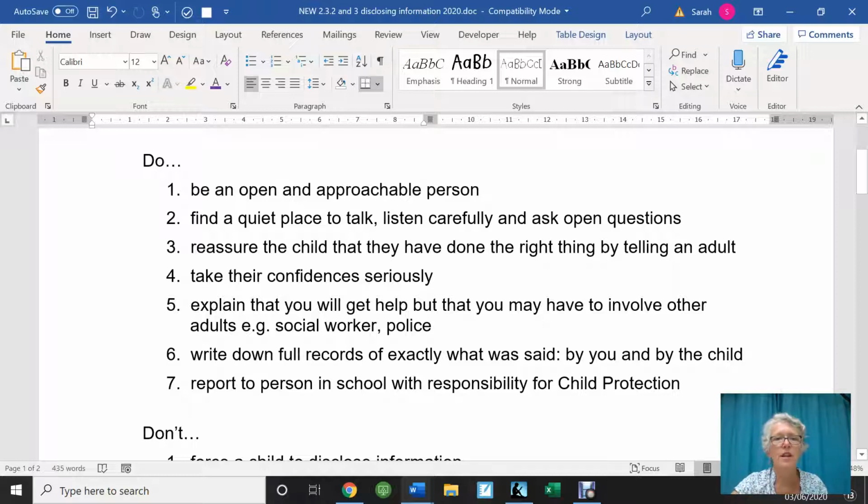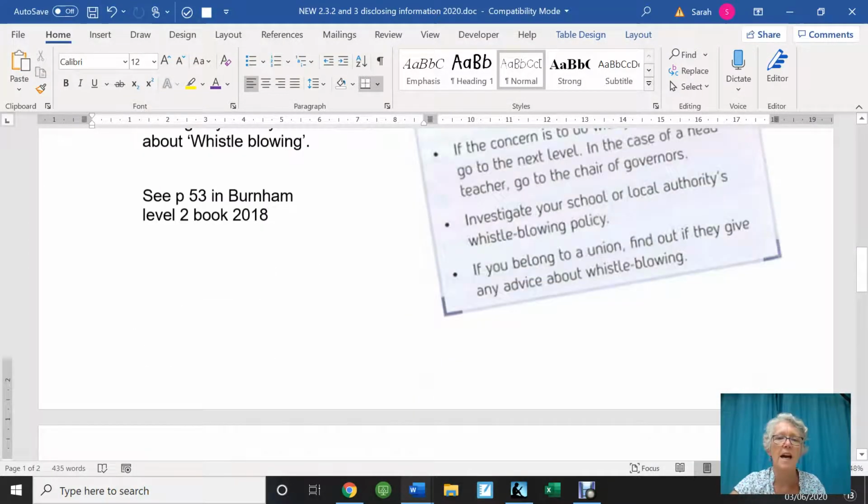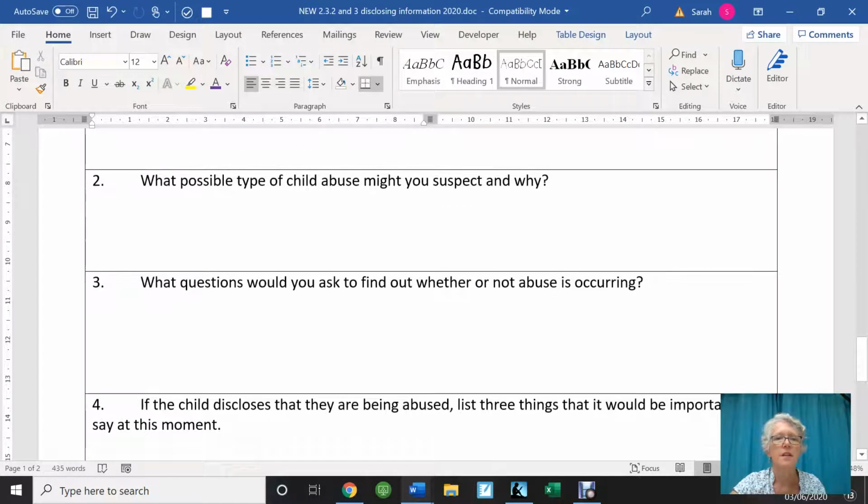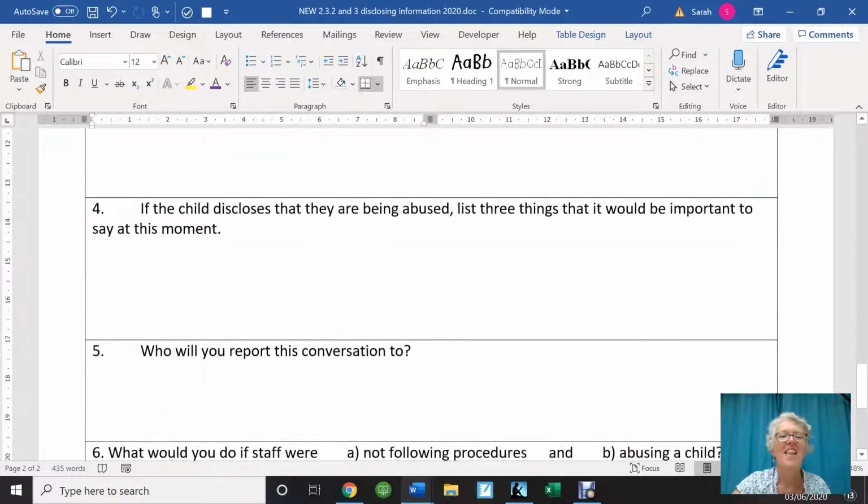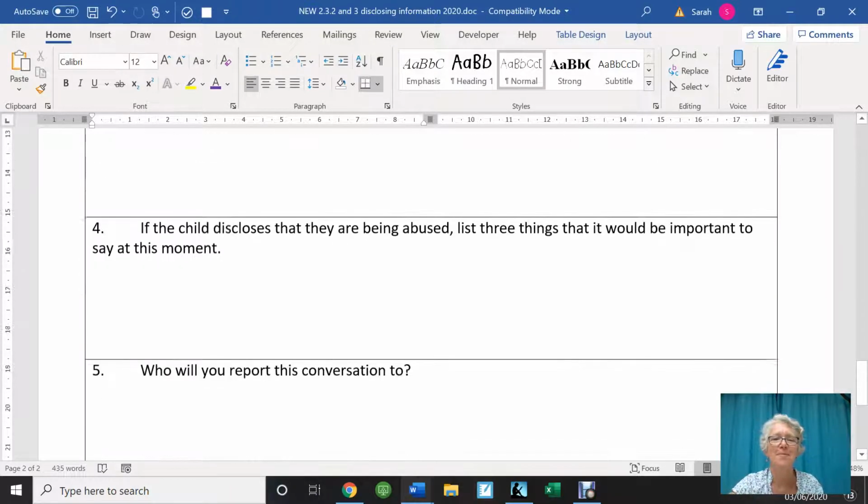Reassure them they've done the right thing, you're going to take it seriously, and that you can't keep it a secret. You're going to try and get help by telling someone else. So that's your 3 things that you're going to say to the child here.